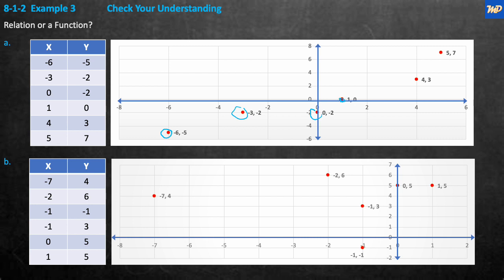And we have 4 and 3. So way out here at 4, we go up to 3. Here's our 4, 3. And our 5, 7. Way over here, we went out 5 and up 7. Okay, do any of these points coincide to the point where you have one domain having 2 ranges? The answer is no. So this is a function.